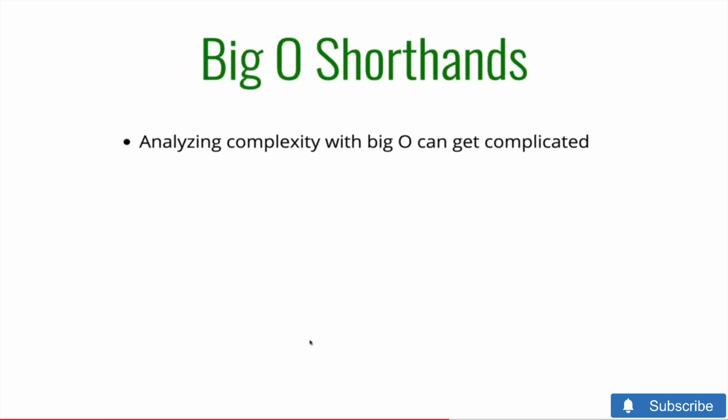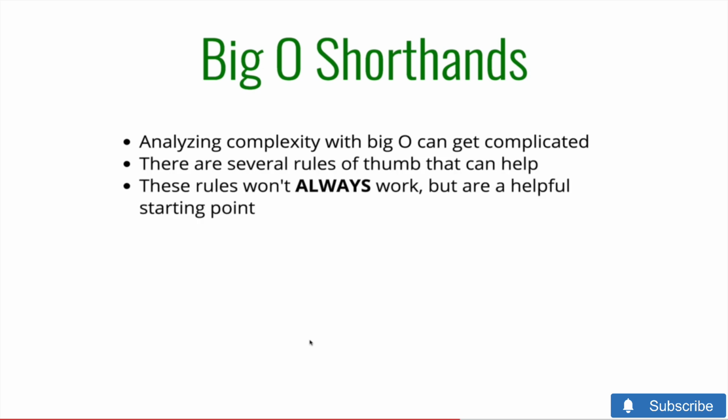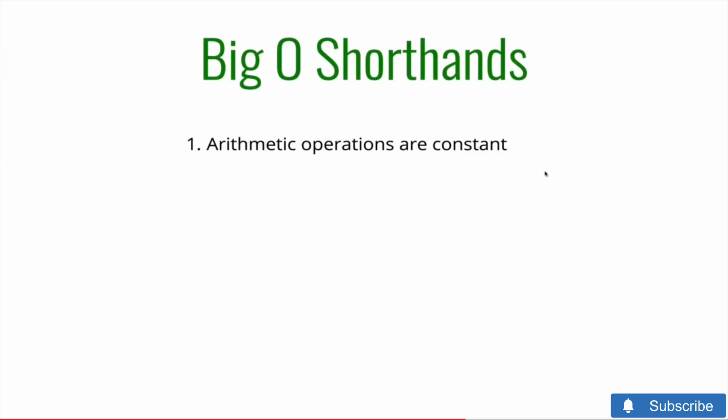So a couple things that you can keep in mind. When analyzing complexity with big O, things get complicated and you can nitpick and stress out about the individual details. But there are some rules of thumb that can help. They don't always work, but it's a good starting point. The first is that arithmetic operations are constant. So if we're adding, subtracting, dividing and so on, that's going to be constant time. It doesn't really matter the size of the number. Your computer takes roughly the same amount of time to do 2 plus 2 as it does a million plus 2. Variable assignment is also constant.